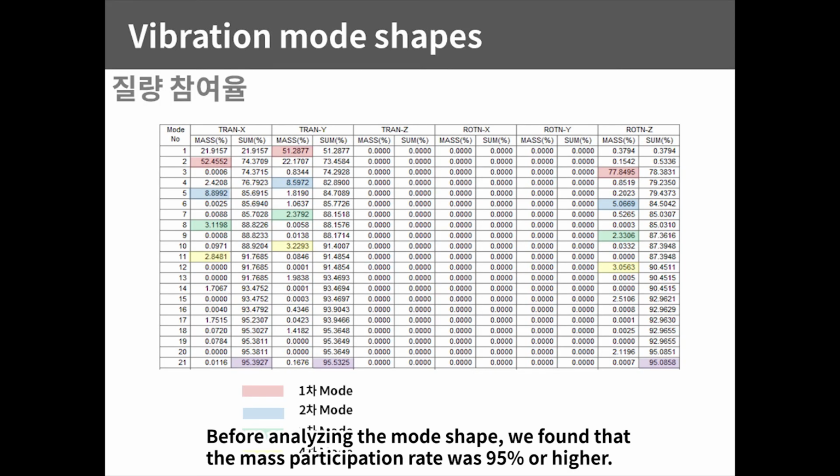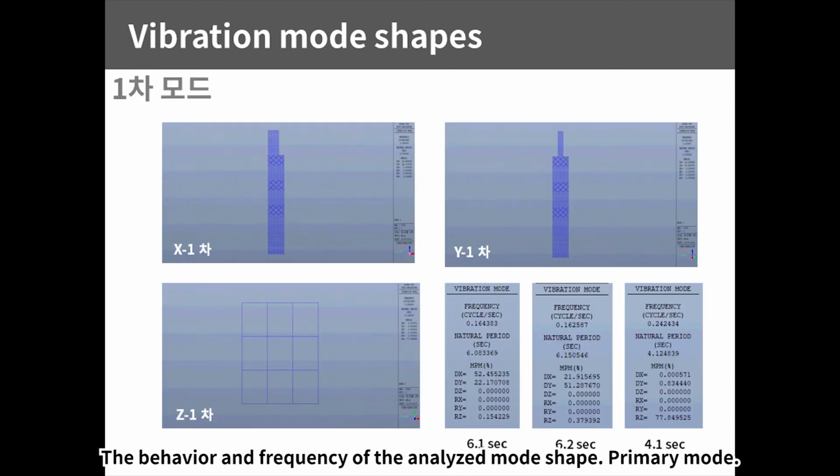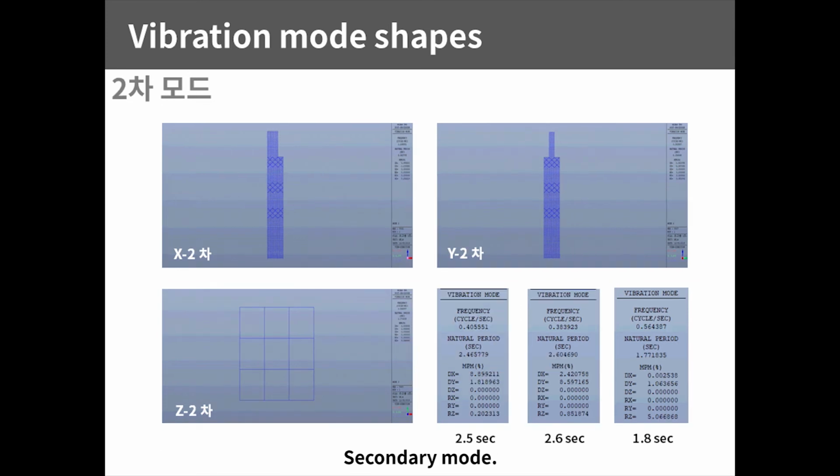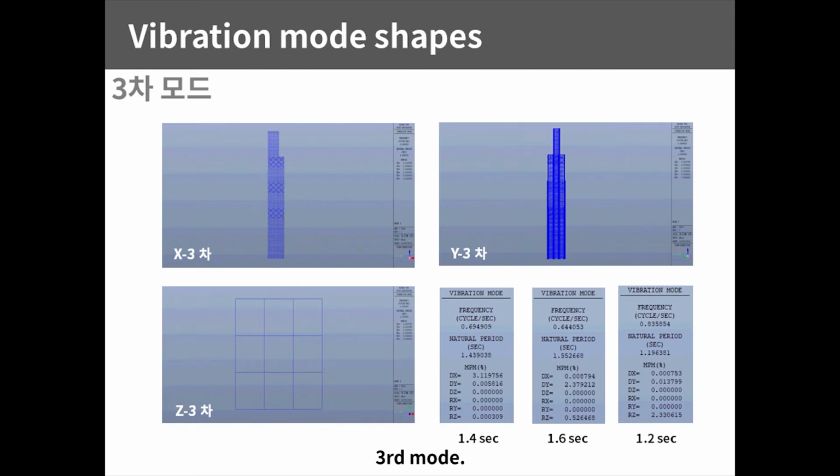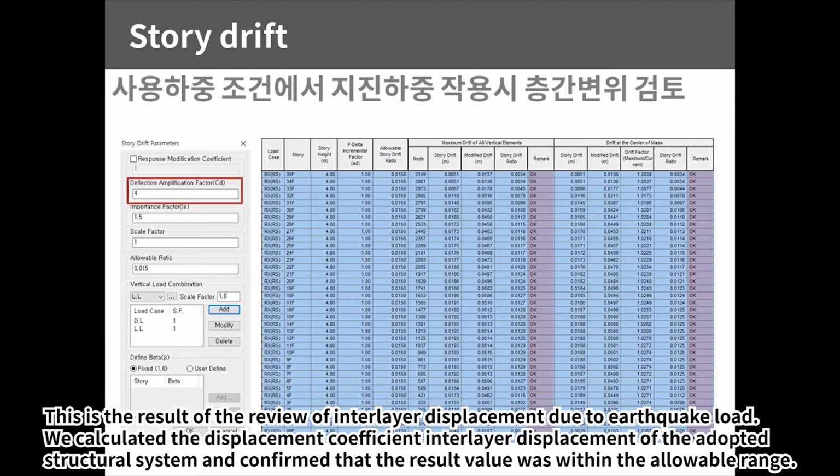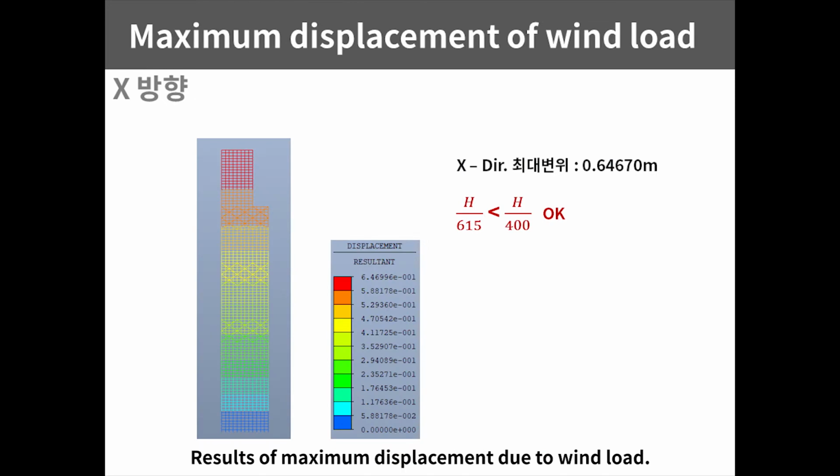Before analyzing the mode shape, we found that the mass participation rate was 95% or higher. The behavior and frequency of the analyzed mode shape: primary mode, secondary mode, third mode. This is the result of the review of interlayer displacement due to earthquake load. We calculated the displacement coefficient and interlayer displacement of the adopted structural system and confirmed that the result value was within the allowable range. Results of maximum displacement due to wind load.